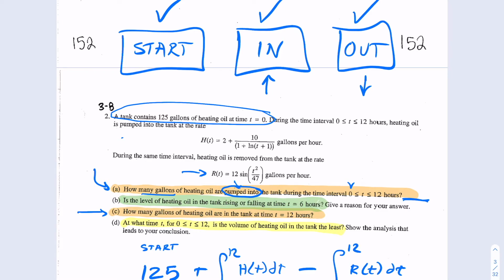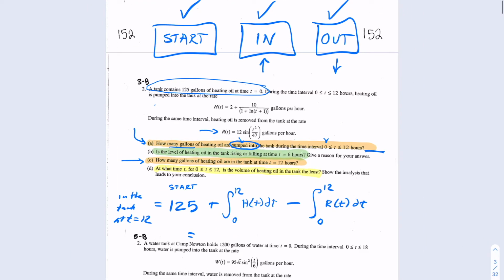So again, this is how much you started out with. This is how much has entered, and this is how much has been removed. If you consider all three situations, this will represent the amount you have in the tank at t equals 12. You will see a lot of this, which is why I'm going over it. You plug and chug, and you get your answer there.